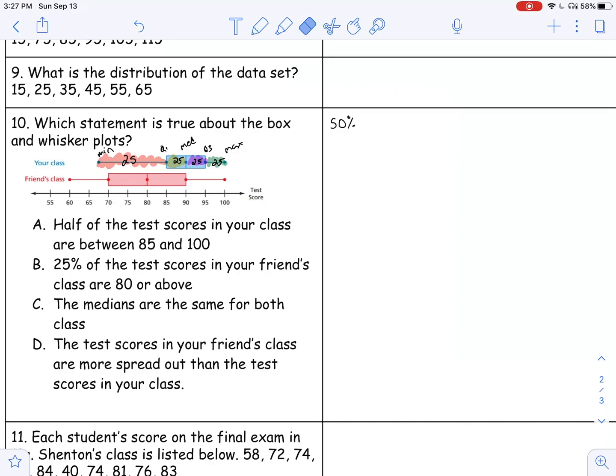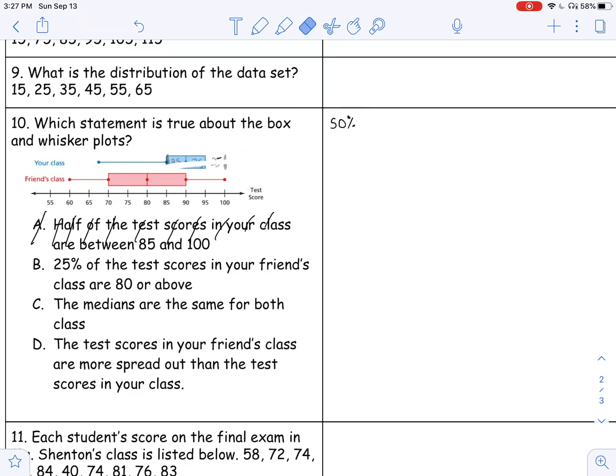So with that being said, A says half the test scores in your class are between 85 and 100. So I'm going to look at my box and whisker plot. I'm going to find 85, that's right here. And then 100 is over here. I'm going to count how many sections that is. That is 1, 2, 3 sections. If each section is 25%, that is a total of 75%. So that is not correct.